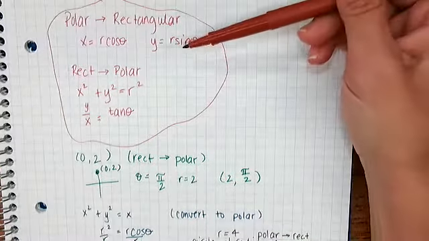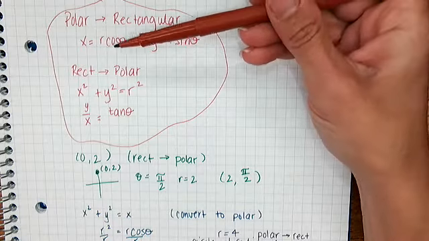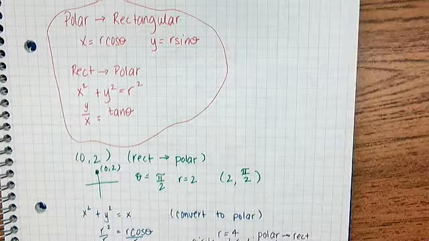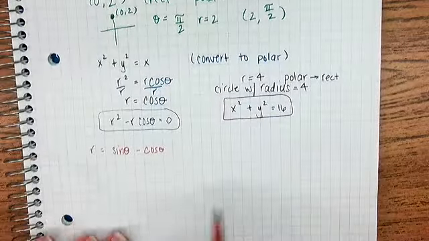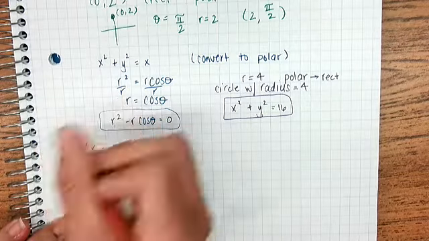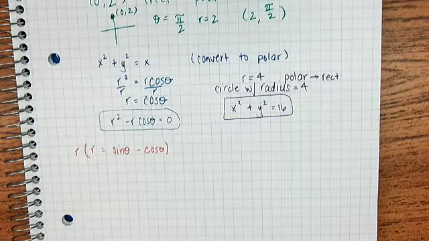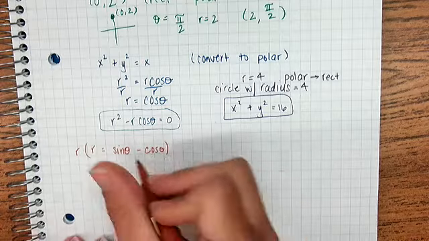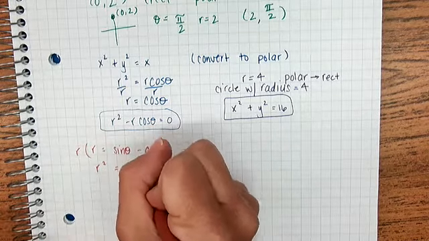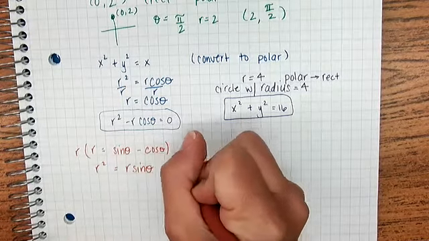There's no substitution for sine or cosine, but if I take this entire equation and I multiply it by r, that's allowed. We don't like to divide by variables. Multiplying is no problem. This is going to give me r squared equals r sine minus r cosine.